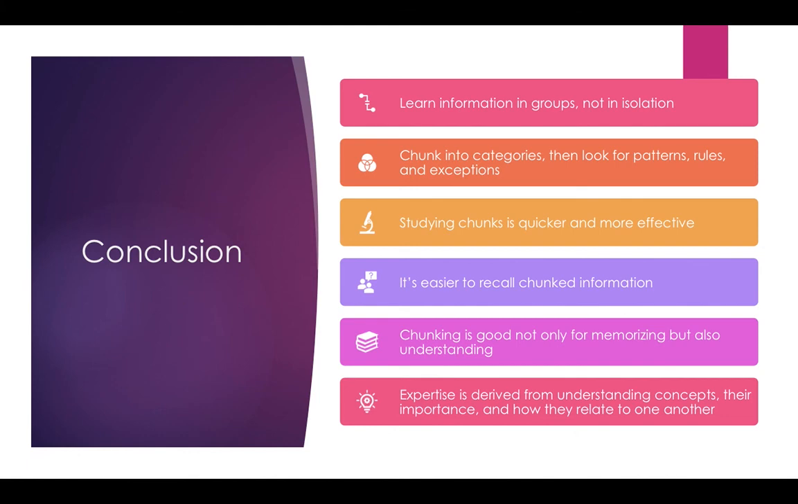In conclusion, about chunking. Learn information in groups, in categories, in hierarchies, not in isolation. Bring them together. Chunk in categories, then look for patterns, rules, and exceptions. And you're looking for things that are going to help you study and understand it better, and you're looking for meaning. Studying chunks is quicker and more effective than studying things in isolation, and it's also easier to recall chunked information.